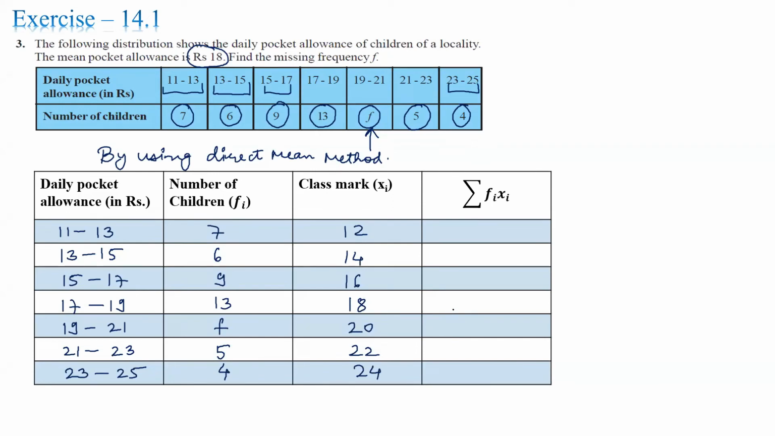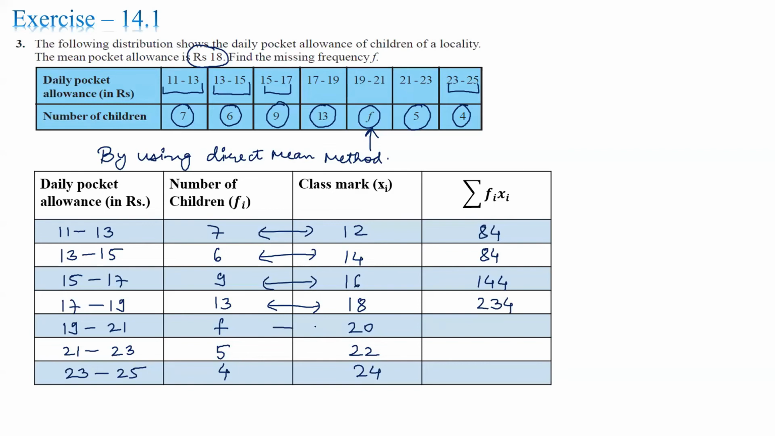Now next what we have to do? We have to do the product of these two things. So 12 into 7, it is 84. Next 6 into 14, how much it comes? 14 into 6, 70 plus 10, 80 plus 4, 84 only it comes. Next 16 into 9, 144. Next 13 into 18, 234. Okay.